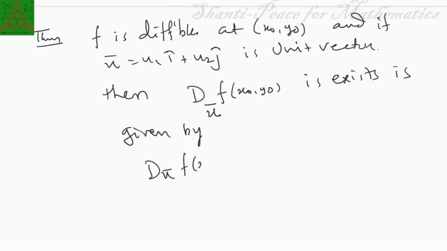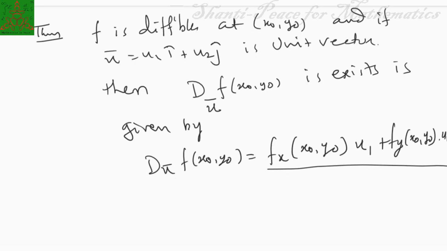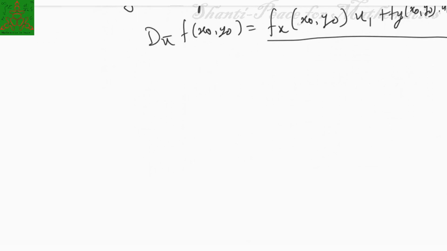gradient f at (x0, y0) dotted with u bar, that is fx at (x0, y0) times u1 plus fy at (x0, y0) times u2. You can find out the proof of this theorem, but using the first order partial derivatives we can compute the directional derivatives. That is the objective of this problem. The proof we are not discussing here, but let us solve the examples based on this.